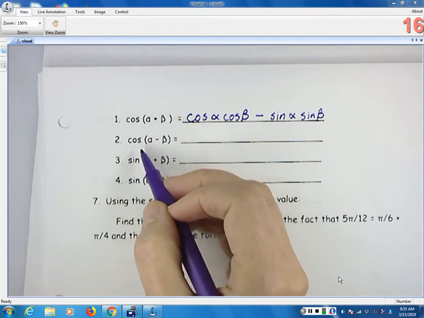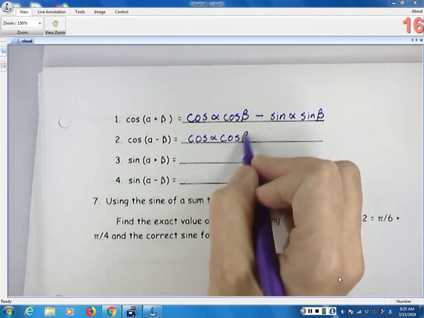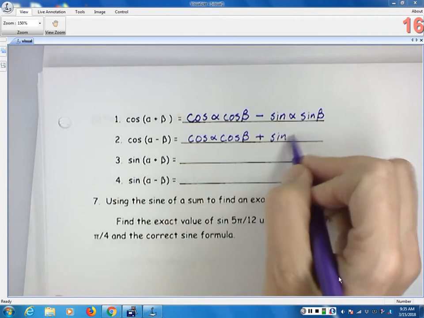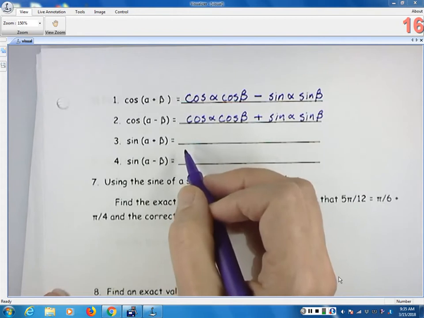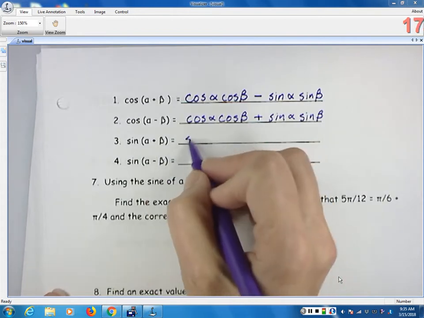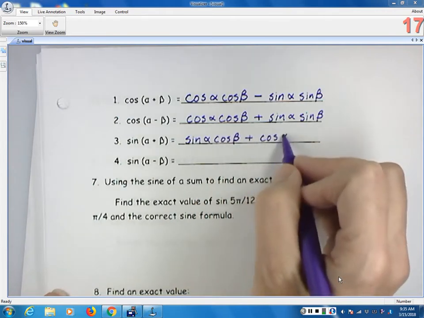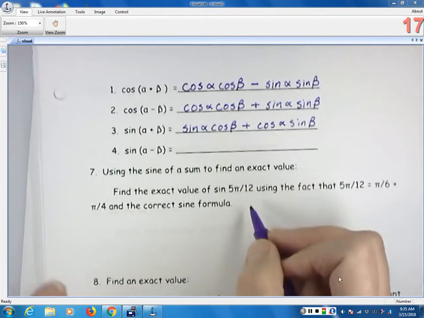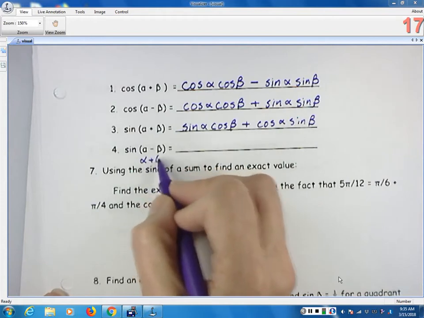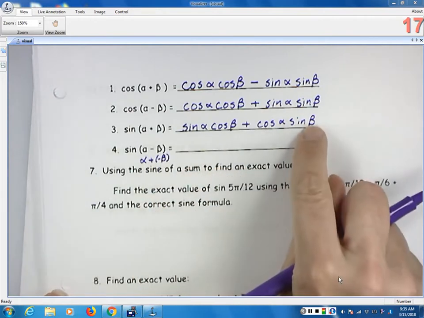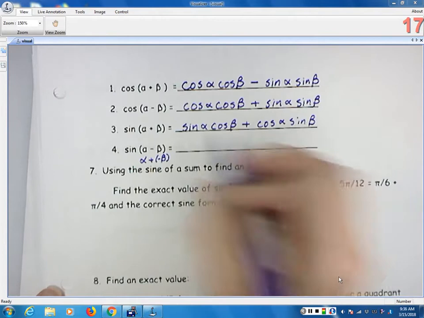Cosine of alpha minus beta, that's the one we already wrote down, right? Cosine of alpha, cosine of beta, plus sine of alpha, sine of beta. What's the sine of two angles added together? Sine alpha cosine beta plus cosine alpha sine beta. And if you're subtracting them, you can just rewrite this as alpha plus negative beta, and when you put in a negative beta, you bring the negative sign out front. It's just what we had up here with the minus sign.